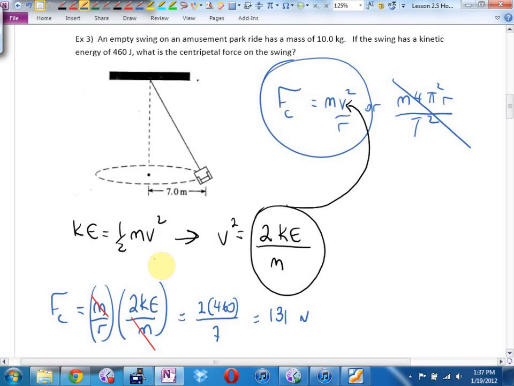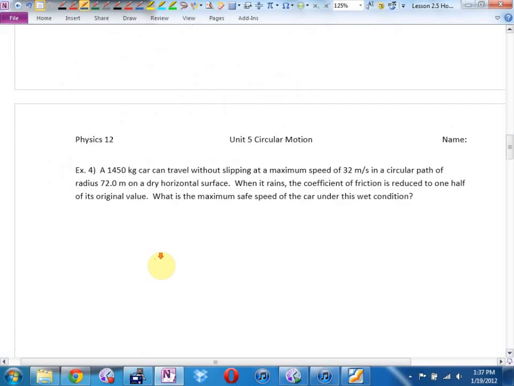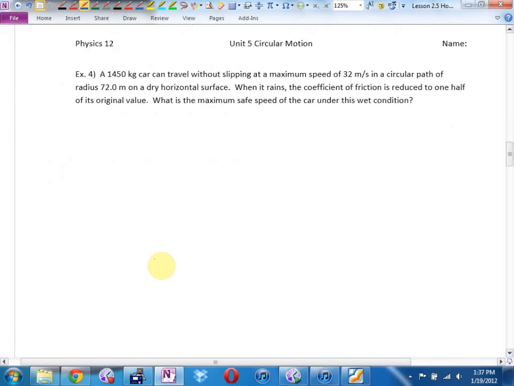Road safety. A 1,450 kilogram car can travel without slipping at a maximum speed of 32 meters per second in a circular path of radius 72 on a dry horizontal surface. When it rains, the coefficient of friction is reduced to one half of its original value. What's the maximum safe speed of the car under this wet condition?